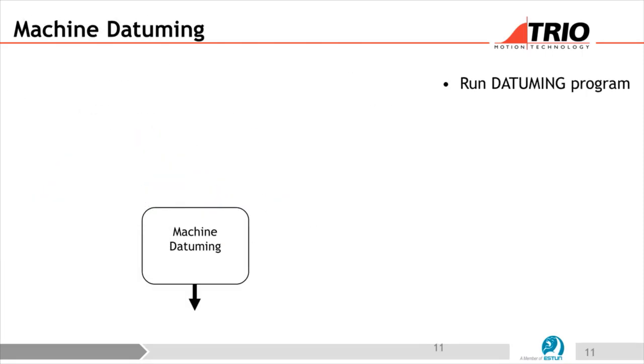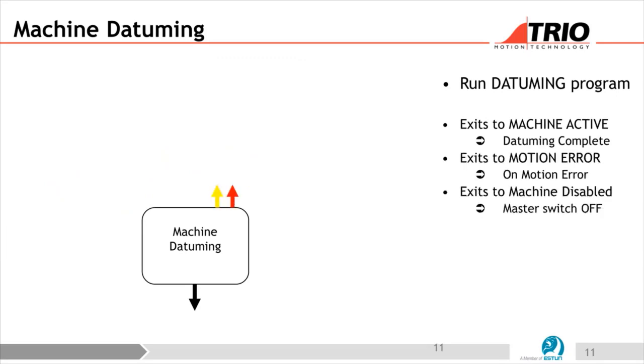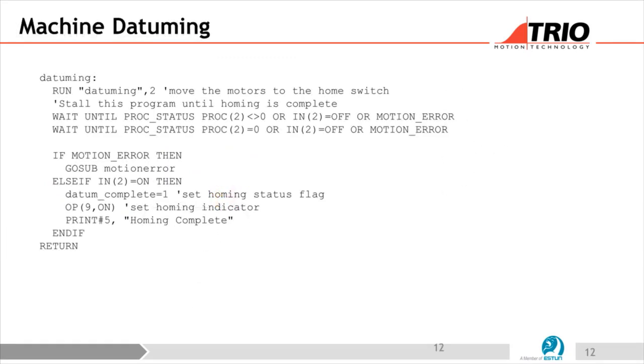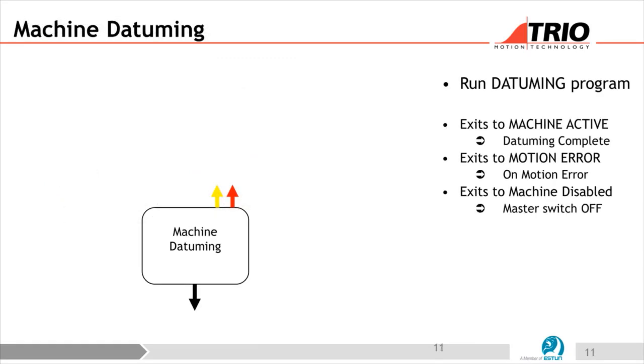Okay, and then we carry on through similar things. So the datuming one, this is effectively the homing routine that we've already done, I think. So we can exit to an active state, error state, or go back to the disabled state. So we either finish the datuming and go down the black arrow there, or we go off to an error state, or they turn input 2 off and it goes off that way.